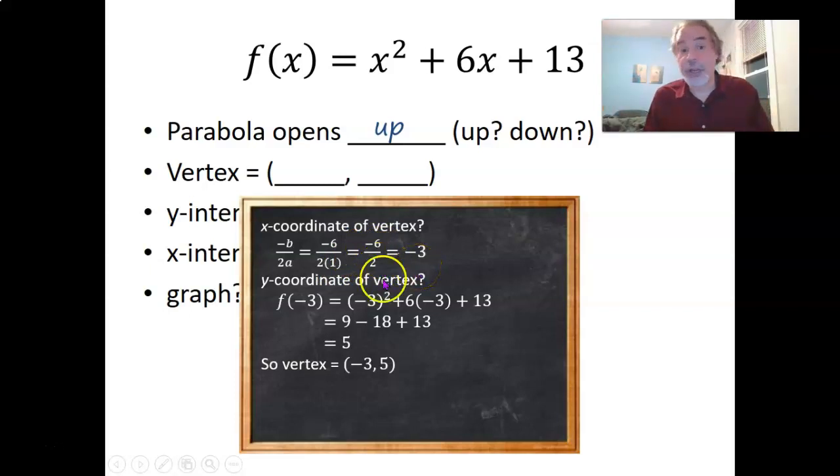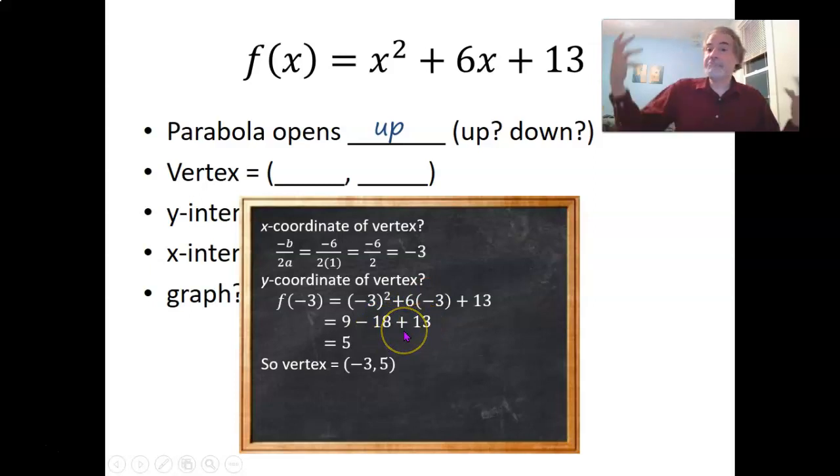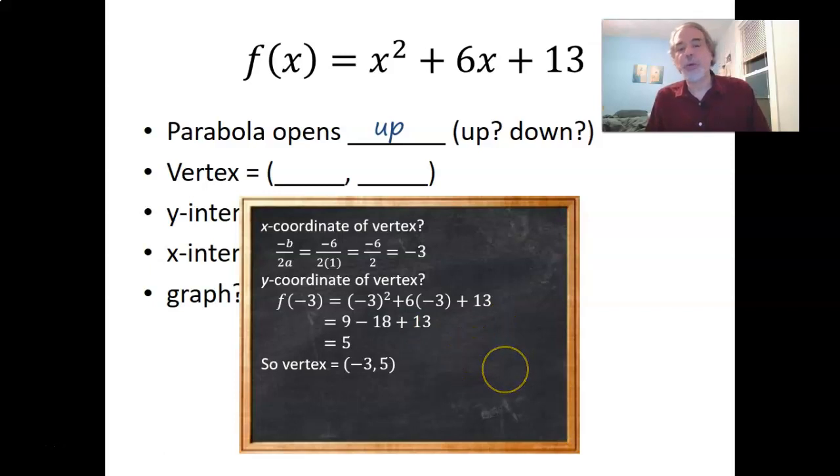That's the x-coordinate. For the y-coordinate that goes with it, we plug that number into f of negative 3. That gives us negative 3 squared plus 6 times negative 3 plus 13. So 9 minus 18 plus 13 adds up to 5. That's the y-coordinate. Now we know both coordinates. The vertex is at the point negative 3, 5.